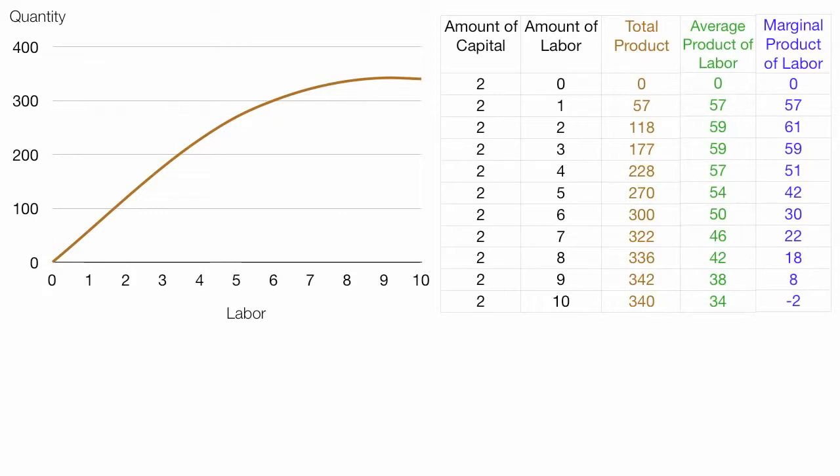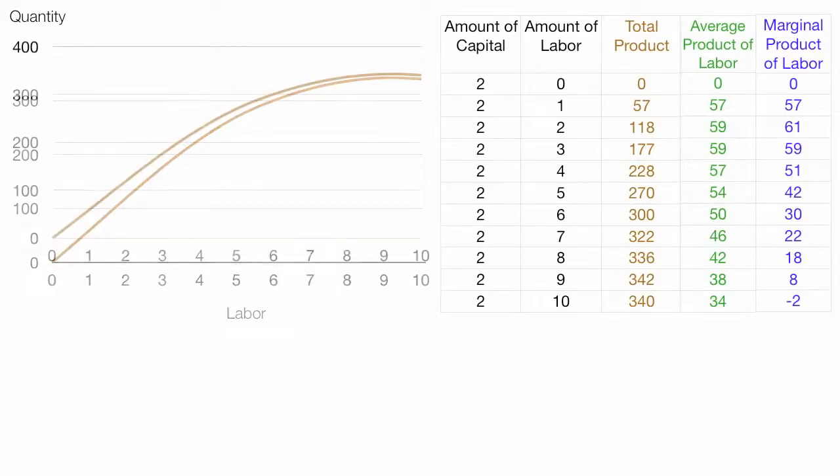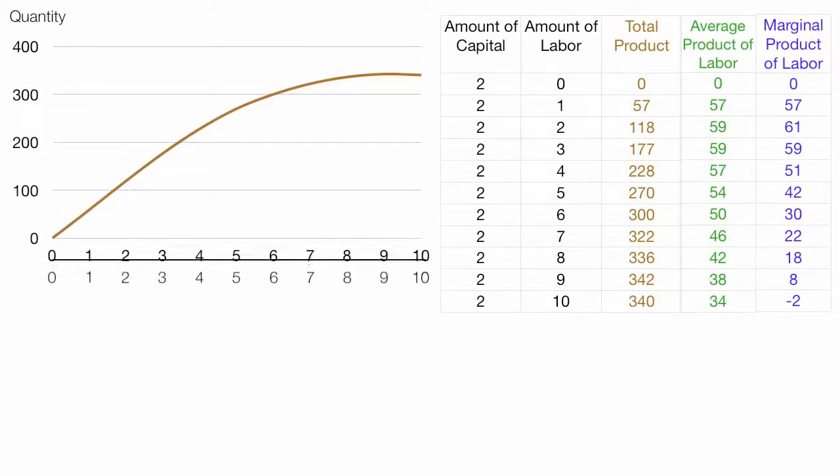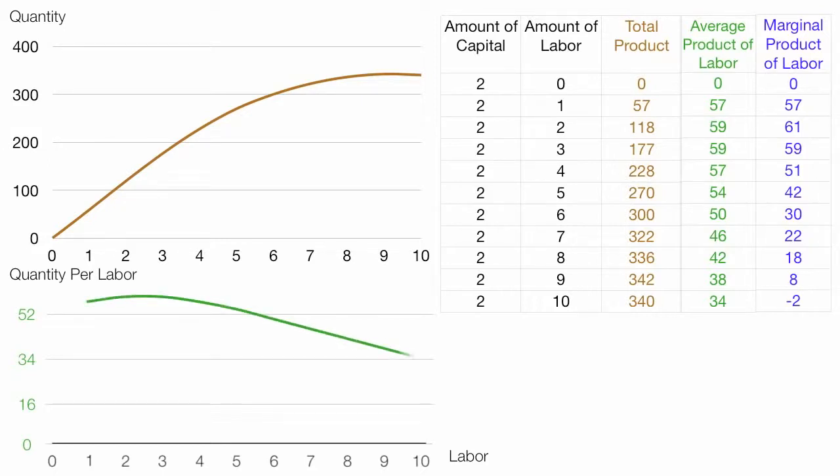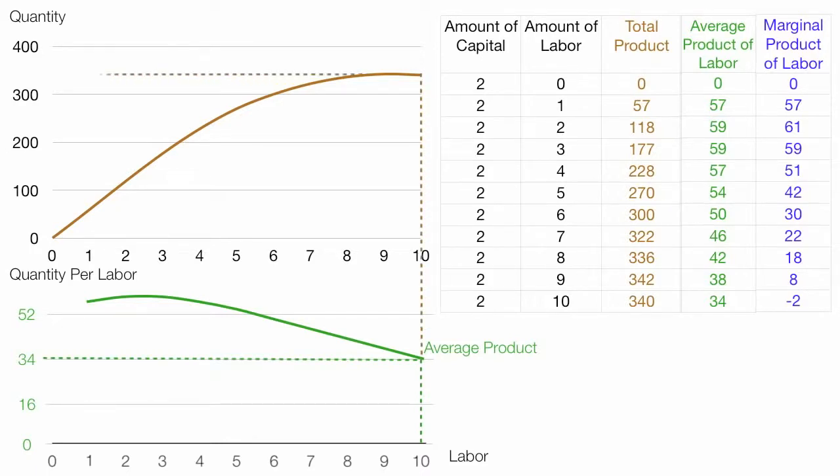So now I'm going to take the labor axis and push that down. Let me slide that down a little bit. Labor. There it is right there. Along the y-axis, the vertical axis, I have quantity per labor. And I can plot my average product of labor on this graph right there. That's average product of labor. At 10 labor units, my average product of labor is 34. If I continue on up, my total quantity produced at that level is 340. So on the table, I have 10 labor units, total product 340, average product of labor is 34.